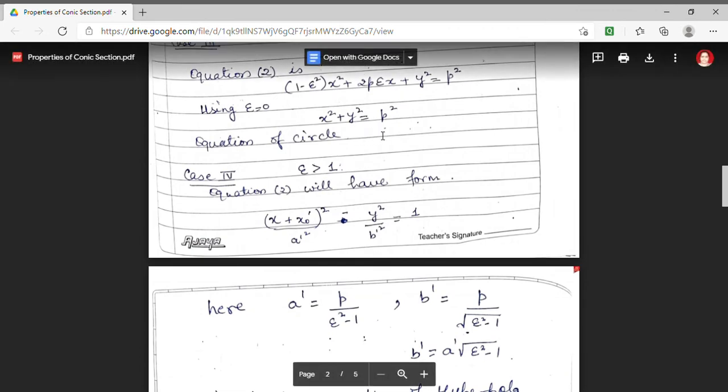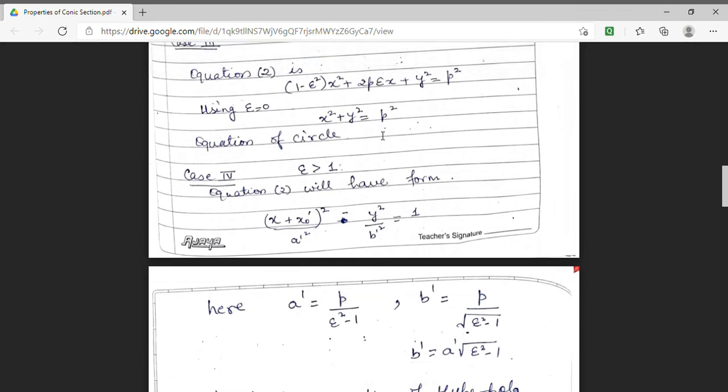We know that this is the well-known familiar equation of a circle. So, epsilon equal to 0 corresponds to the equation of a circle. Now, the last case is when epsilon is greater than 1.